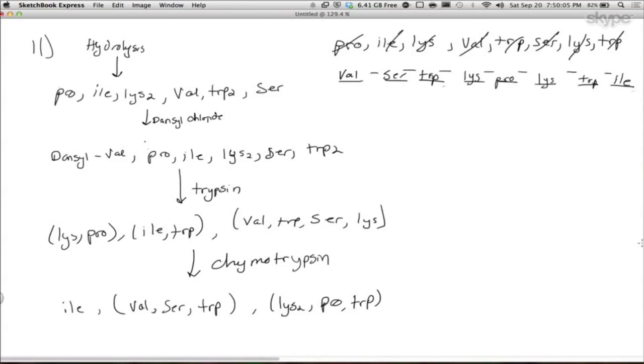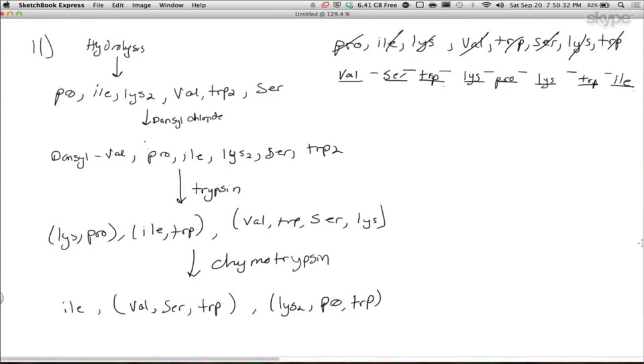That's excellent. So how do you know that the isoleucine is at the end? Because it's free after chymotrypsin. So the key thing is, when you use chymotrypsin, any fragment that doesn't have tryptophan, tyrosine, or phenylalanine must be last. That isoleucine fragment doesn't have tryptophan, phenylalanine, or tyrosine, so it must have been last. That's one way to see it.